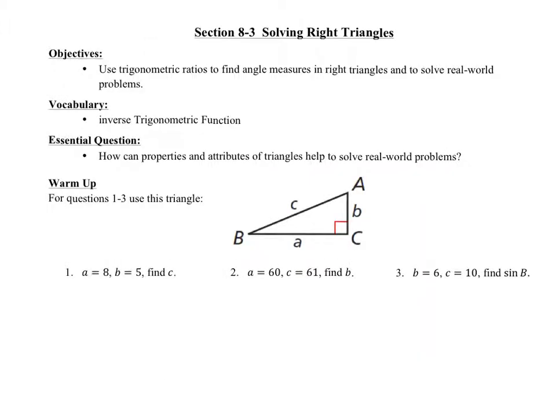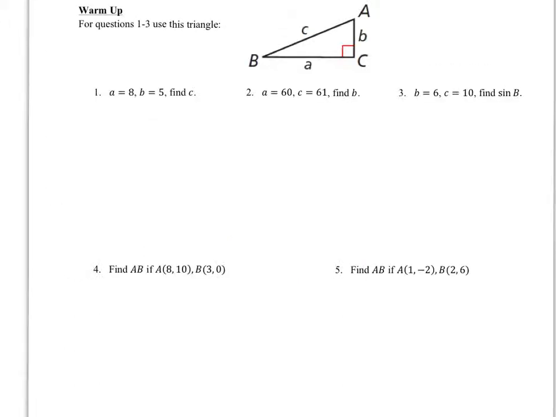Our objective is to use trigonometric ratios to find angle measures in right triangles and to solve real-world problems. And vocabulary, inverse trigonometric function. We've got 5 questions in our warm-up, and questions 1, 2, and 3 use the triangle ABC shown.